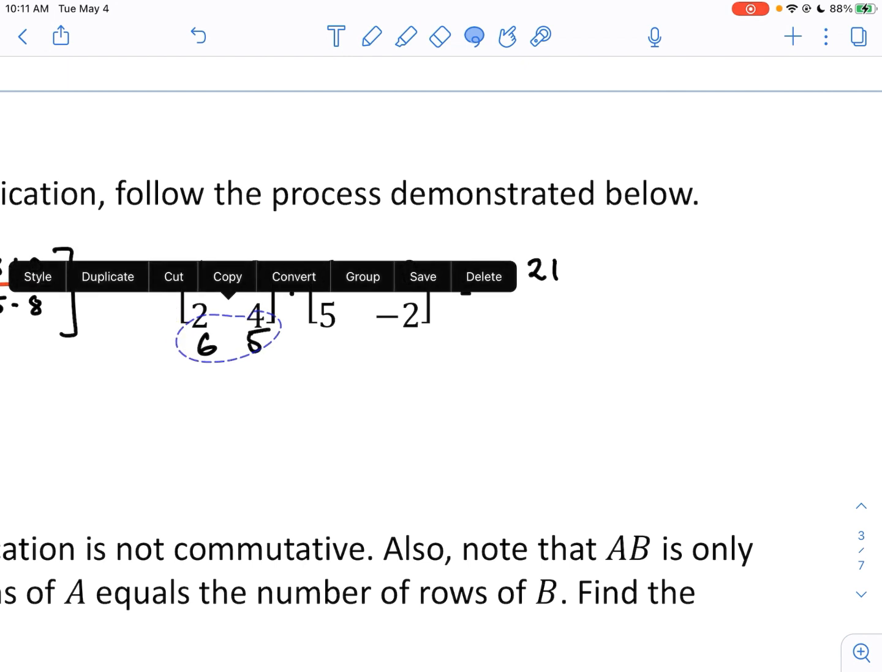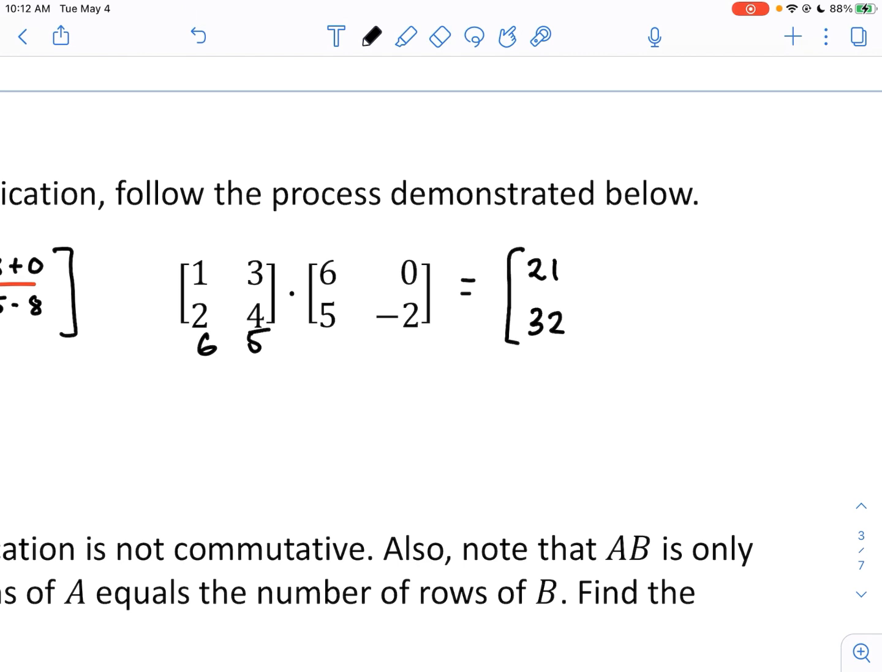6 times 2 is 12. 4 times 5 is 20. 12 plus 20 is 32. And there's our first column of the product matrix. And we're done using the 6, 5.